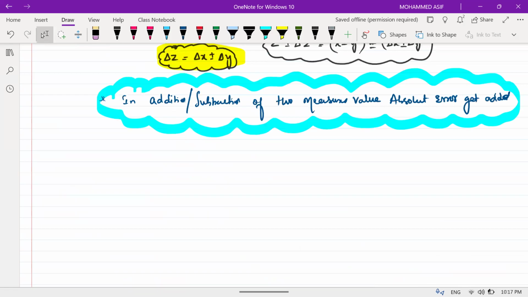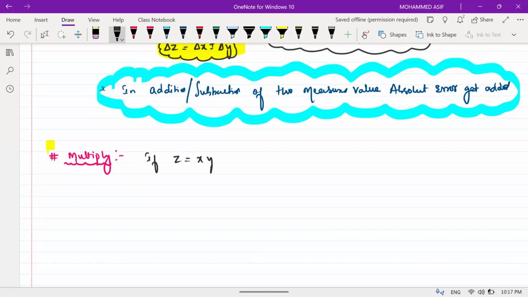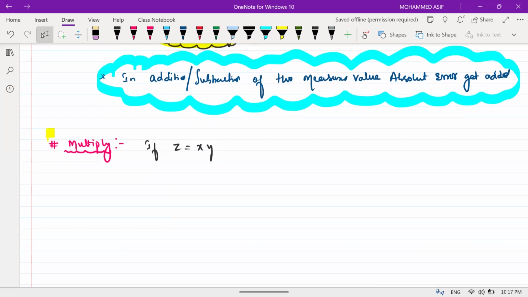So the next one, multiplication. In multiplication, if z is equal to x into y, I'm not deriving it yet, by taking log and all that we'll try to derive it. So I'm directly writing the answer for this one. For the multiplication, it is always delta z divided by z is equal to delta x divided by x plus delta y divided by y. Am I clear?